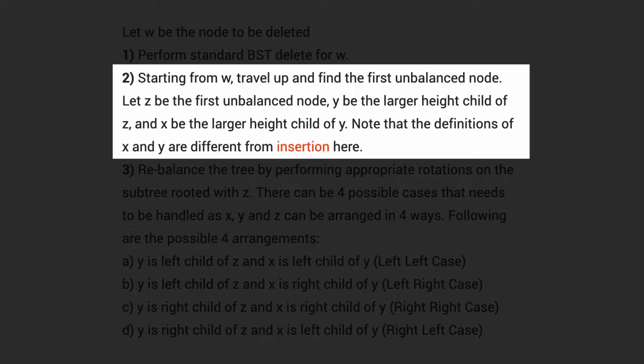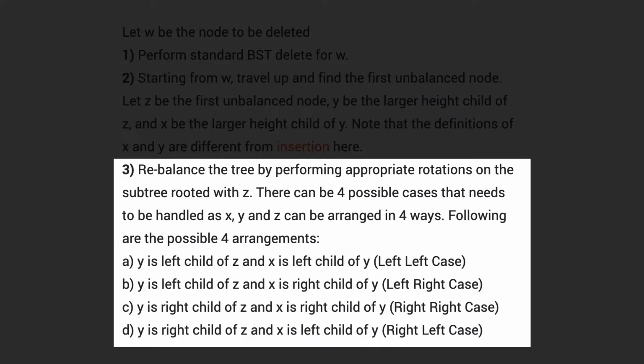is unbalanced. Then suppose that Y is the child of Z with higher height, and suppose that X is the child of Y with higher height. Note that in this case the Z, Y and X are not similar to what they were in the insertion. So now rebalance the tree by performing appropriate rotations on the subtree rooted at Z. And again there can be 4 possible cases that need to be handled, as X, Y and Z can be arranged in 4 ways.